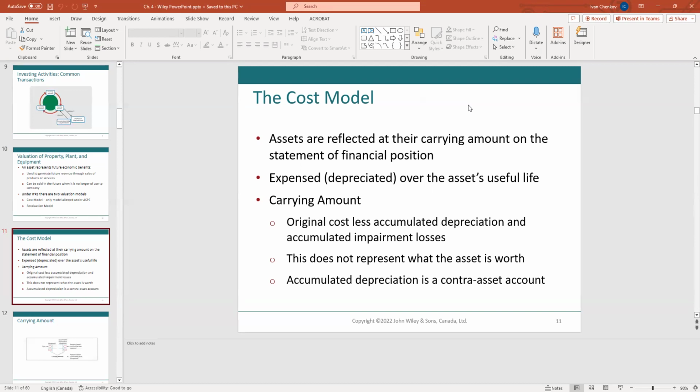So for that reason, we have to do two things. First, we have to always know how much is the original cost of the asset and how much we expense over the useful life of the asset. Now, what will be the carrying amount that will stay on the financial statements? First will be the original cost less any depreciation or impairment loss that we might have over the life of the asset when we're using the asset. And this does not necessarily represent the asset's current market value.